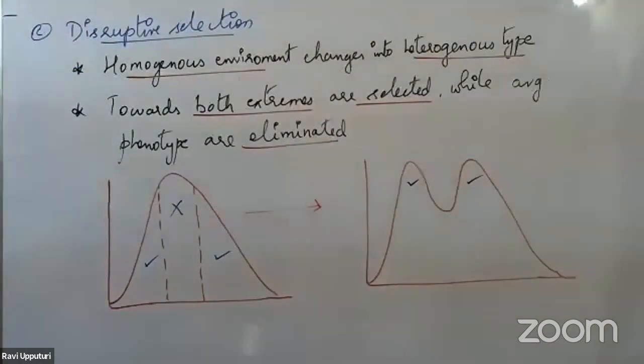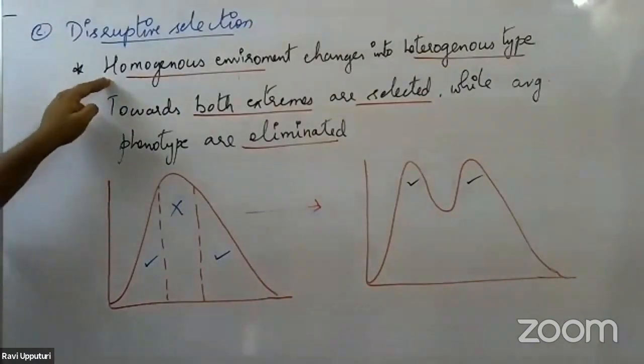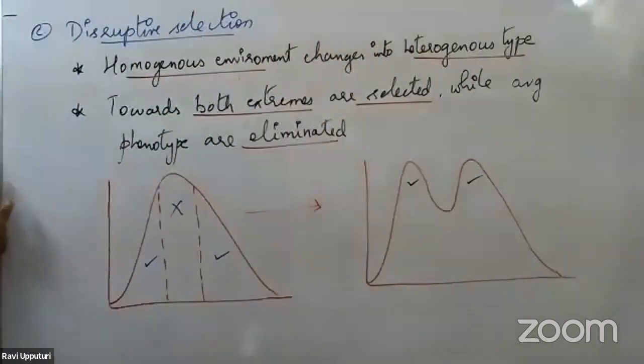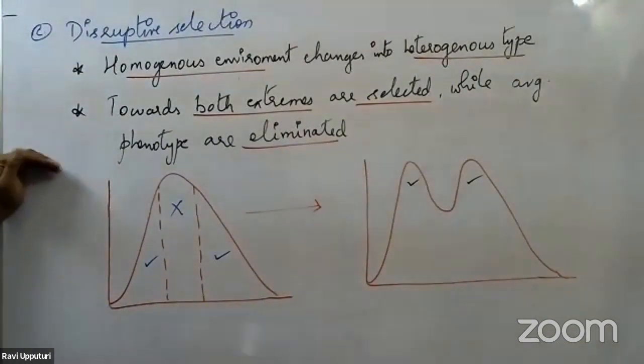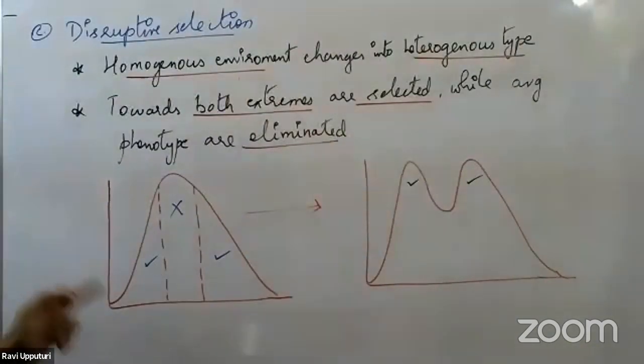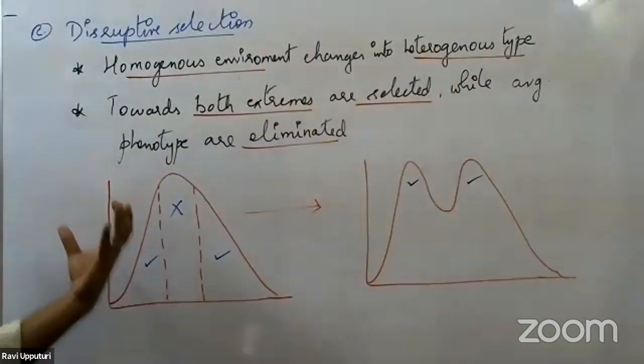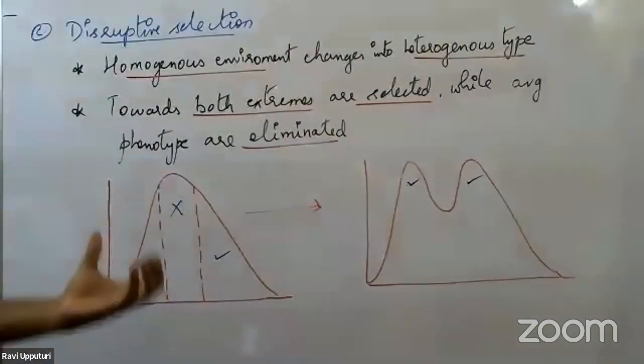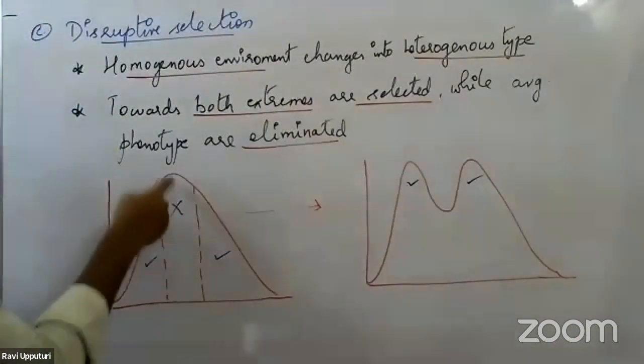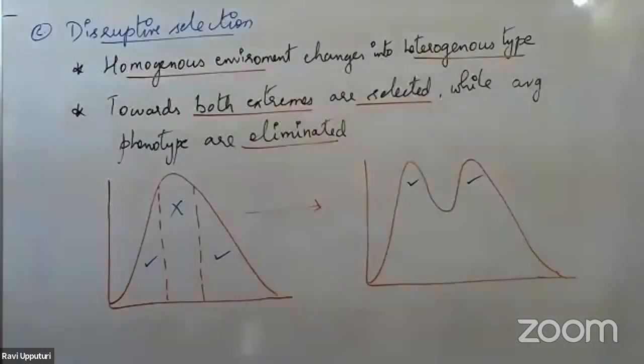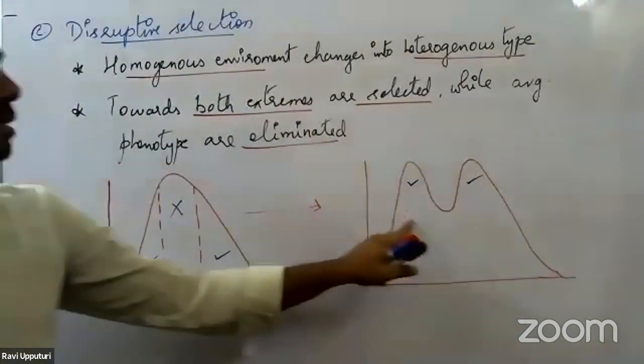So when does it operate? This disruptive selection usually operates in environmental conditions whenever a homogeneous environment changes into a heterogeneous type. Secondly, what exactly happens in this sort of selection? Individuals present towards both the extremes of the phenotypic distribution are being selected, are being preserved, while the individuals possessing the average phenotype are being eliminated from the population. As a result, what is happening? This would lead to the formation of two or more subspecies or two or more subpopulations.